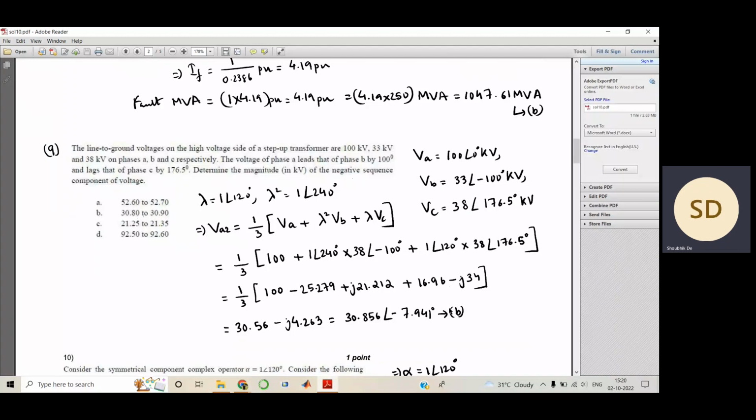I mean your option won't match with your answer, and you may end up losing time in the exam. So be very careful while solving each of these steps, because these are complex numbers, right? So when you do this, it comes out to be 30.856 at an angle of minus 7.941 degrees.